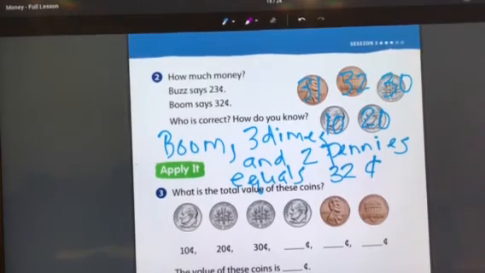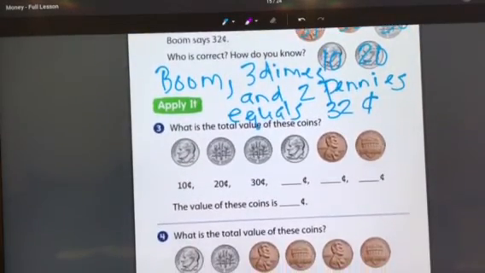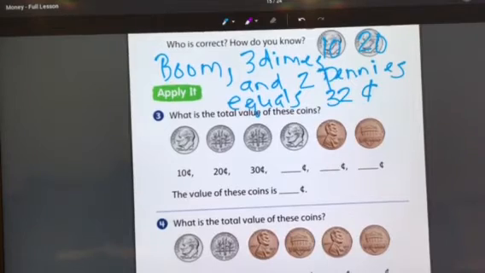Okay, so we're going to continue on practicing counting coins and finding the value of them. So what is the total value of these coins? So they got you started. You start with a dime, 10, another dime, 20, another dime, 30. You have another dime, so you're going to count 10 more. So then 40.